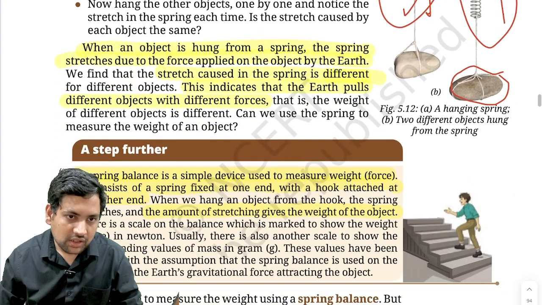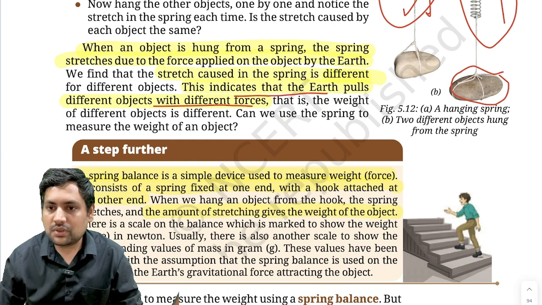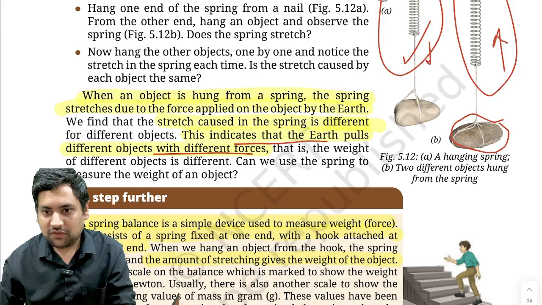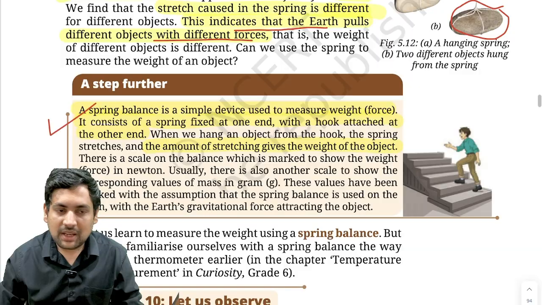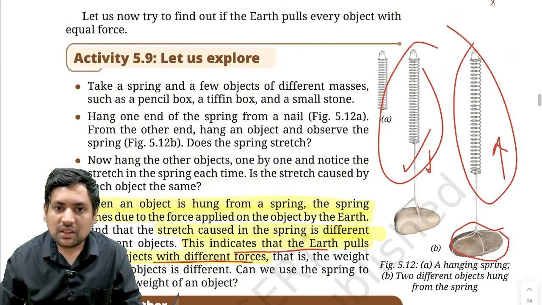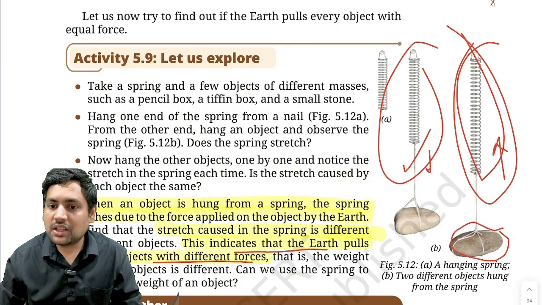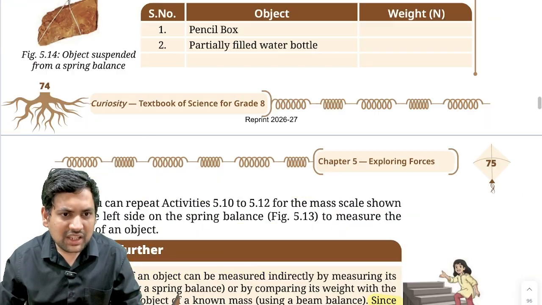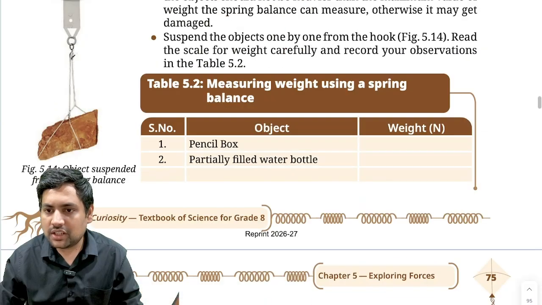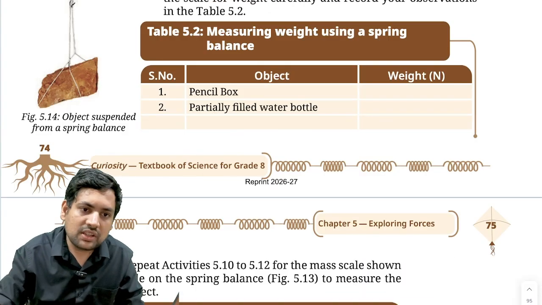Correct? So, this indicates that the earth pulls different objects with different forces. If it is heavier, the force being applied is also more. Correct? A spring balance is that same device. So basically you measure how much the spring is stretched, and from that you try to guess the weight of the object. Now see, converting from weight, so there are two terms.